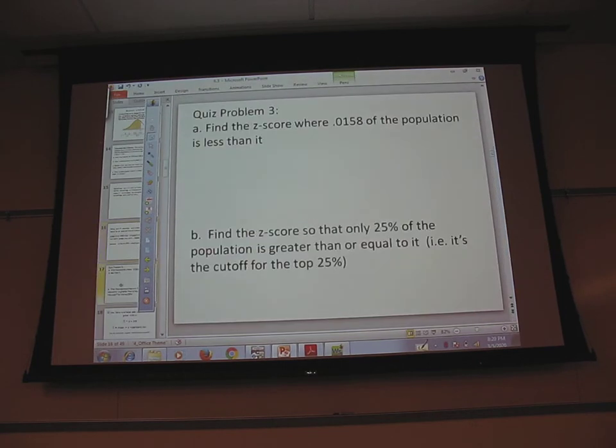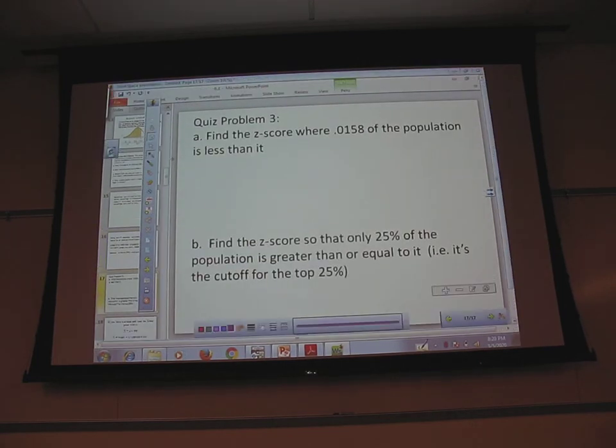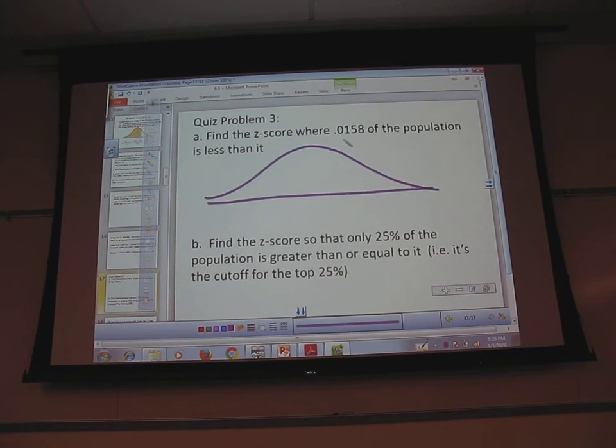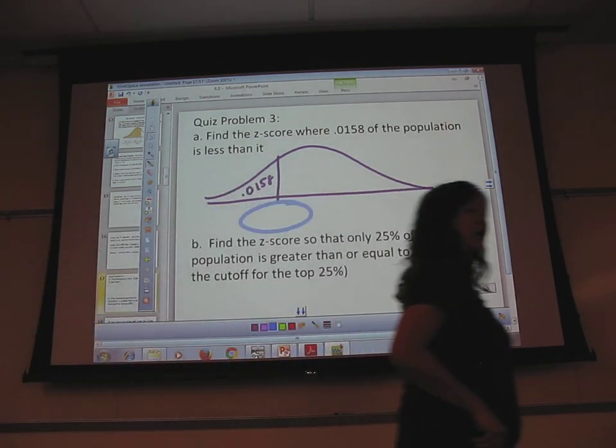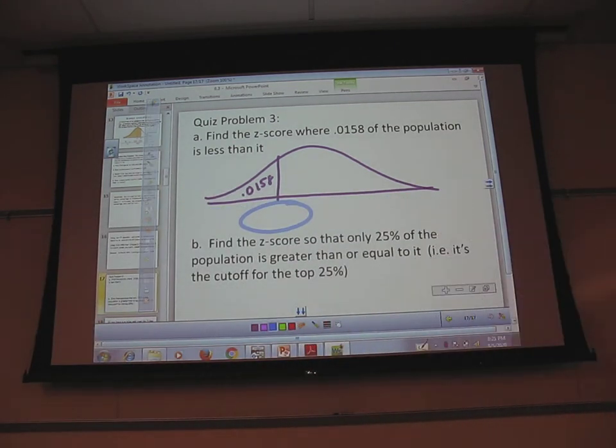All right, so then you guys have quiz problem number 3. So here, you've got your area, and 0.0158 is less than. So does that mean that 0.0158 is on the left or the right? It's less than, it's on the left. So you need to find this z-score right here. So everybody do it. 15 seconds. If you haven't done it, do it now.